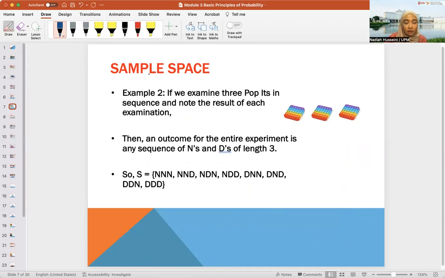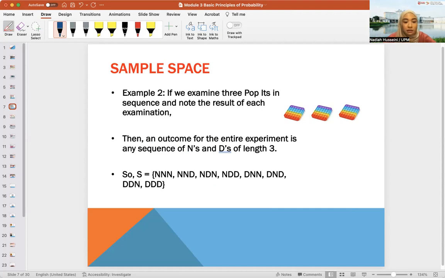Okay, so still on the same topic, sample space. Another example, if we examine 3 poppets in a sequence, you are the operator in the factory. Instead of examining 1 poppet at a time, you examine 3 at a time. Meaning, you have 3, it moves, you have 3, it moves. So you have to work quicker. So you are examining 3 poppets at a time. So what is the outcome for the experiment? It is any sequence of n's and d's of length 3.